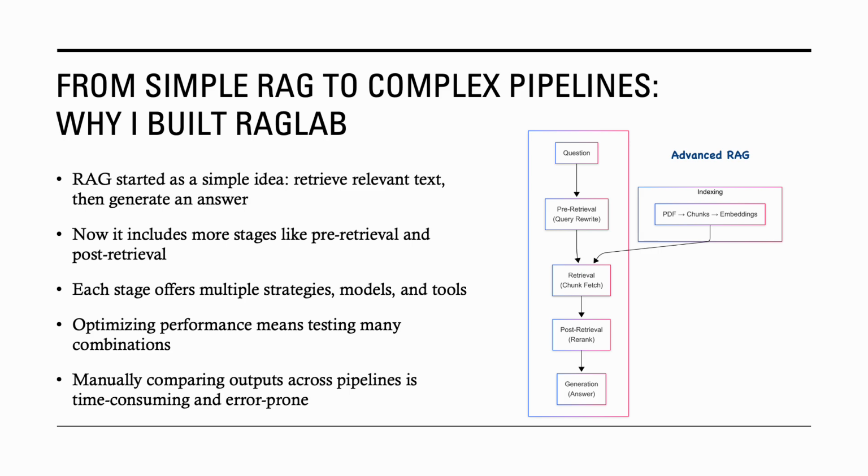This is great for performance, but it also means the number of possible combinations can explode. Instead of one RAG pipeline, you've now got dozens of possible configurations. Different query rewriters, retrievers, re-rankers, and generation models, all of which might behave differently depending on the domain you're working in. And this creates a real challenge. How do you know which combination works best? Testing them manually is slow and repetitive. That's what led me to build RAGLab, to automate the comparisons and help developers quickly find the best performing setup for their use case.